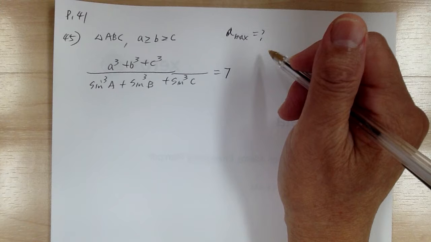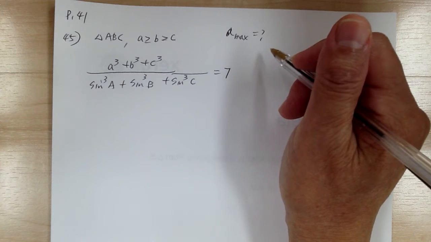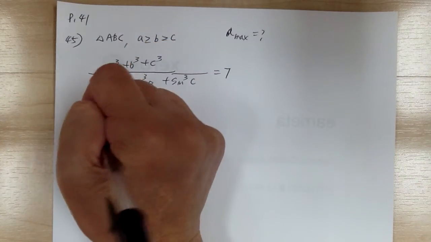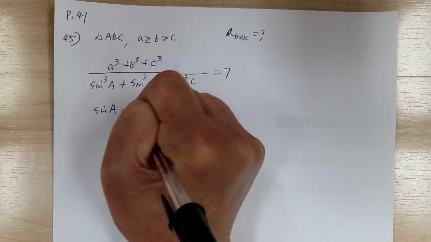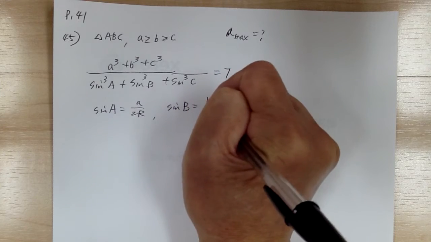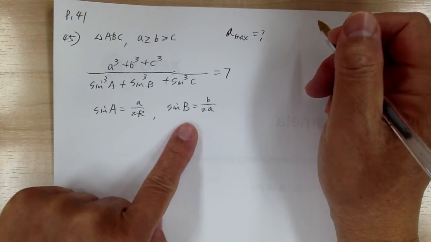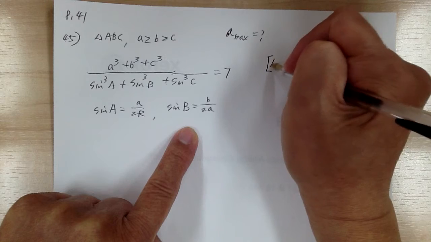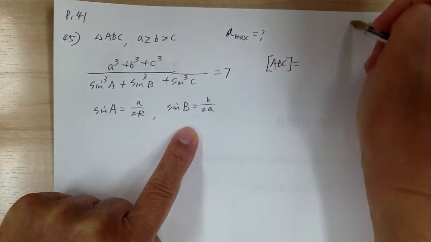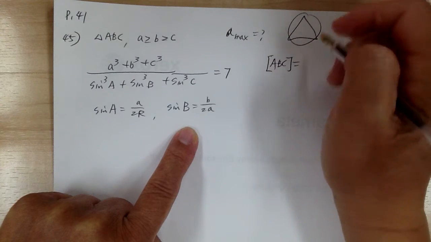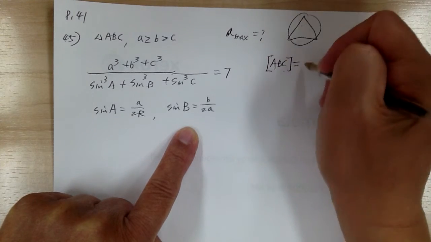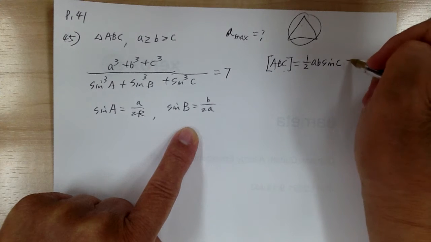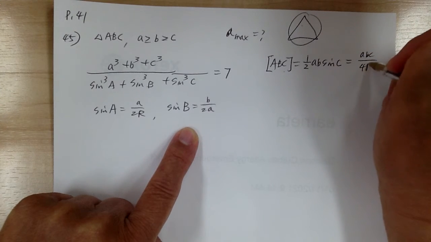From the formula, if you recall, for a triangle you have sine A equal to a over 2R, sine B equal to b over 2R. This came from the area. The area of the triangle is also equal to 1/2 ab sine C, right? And this will equal abc over 4R, okay?